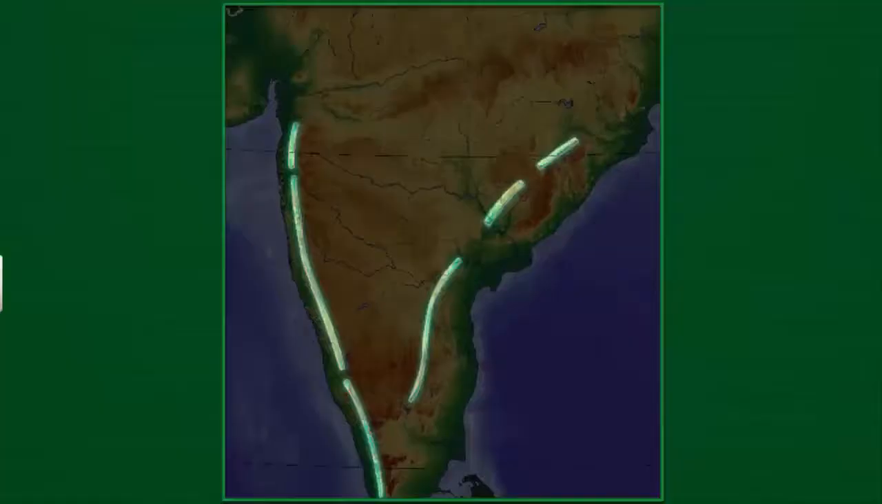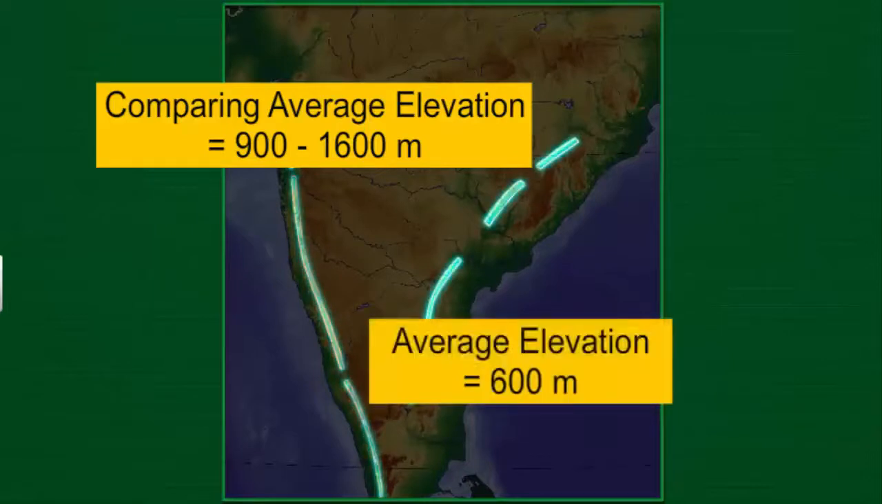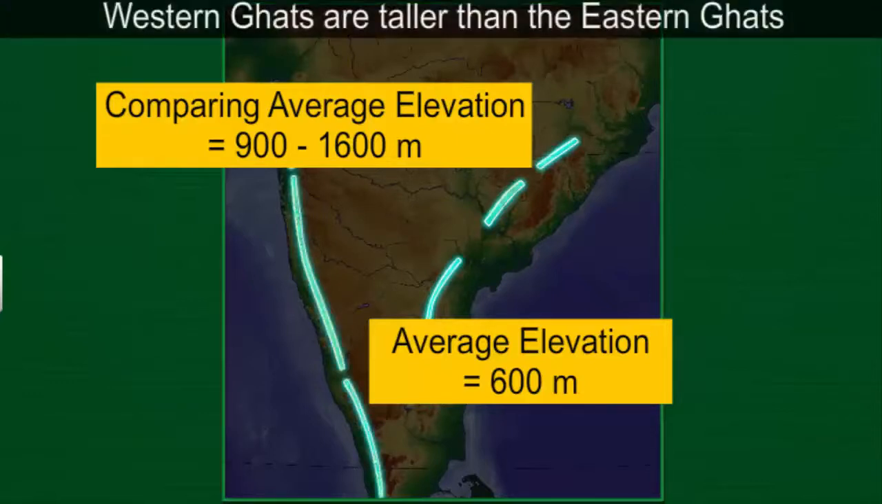Let's now compare the heights of the two ranges. The average elevation of the Western Ghats is 900 to 1,600 meters. On the other hand, the Eastern Ghats have an average elevation of about 600 meters only. Thus, the Western Ghats are taller than the Eastern Ghats.